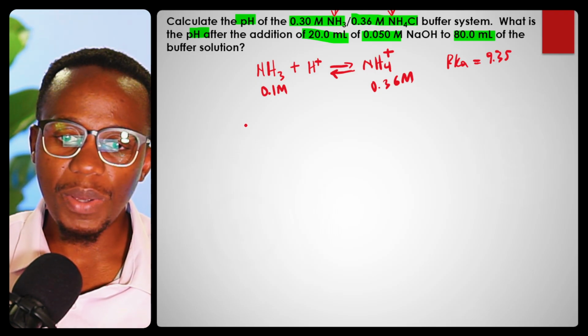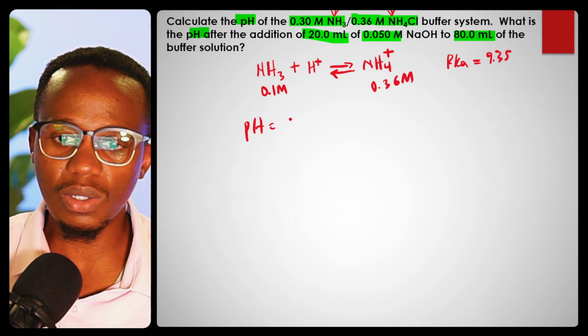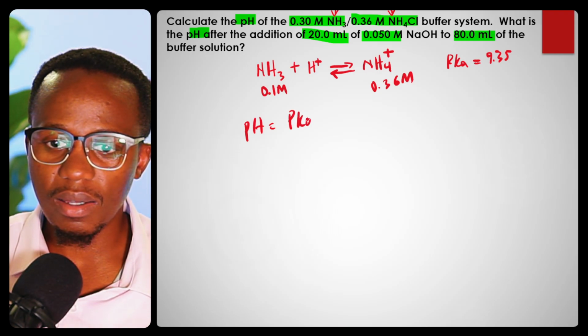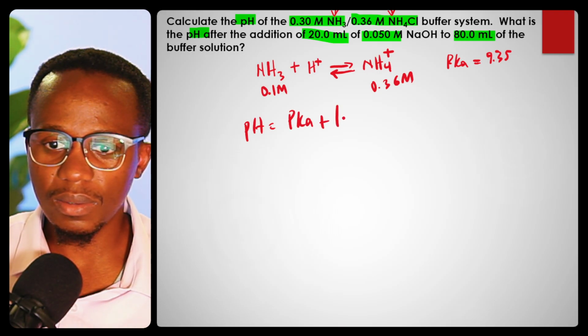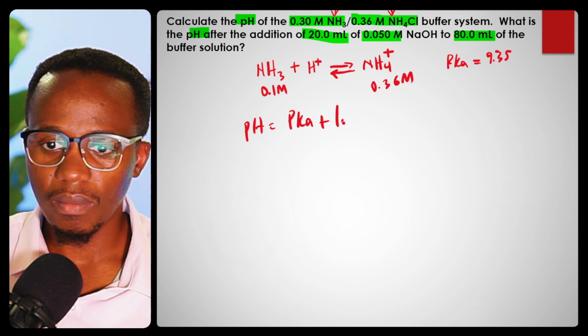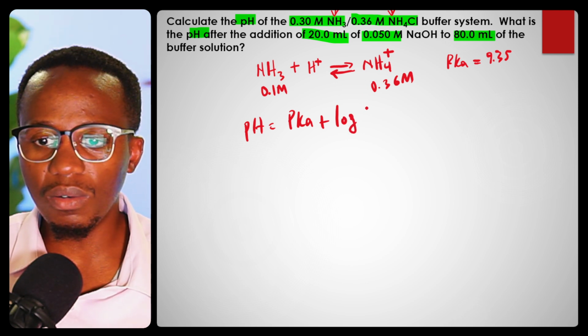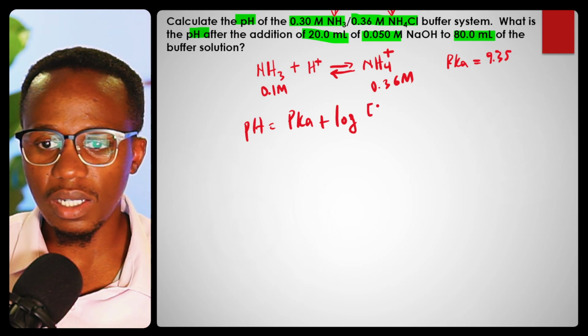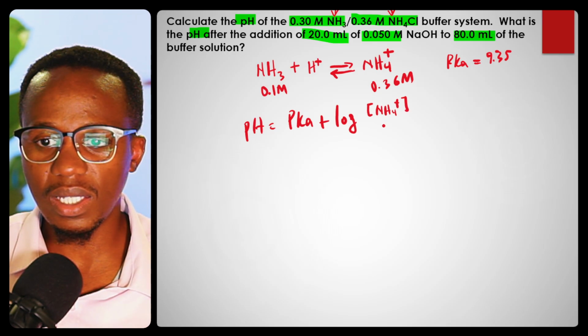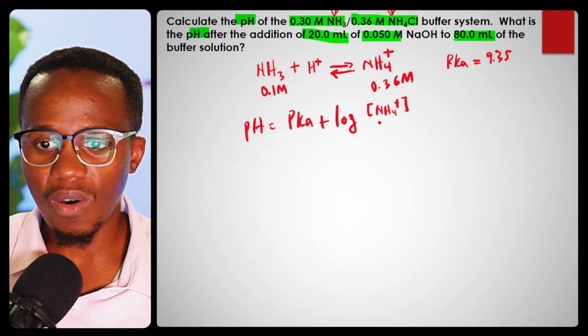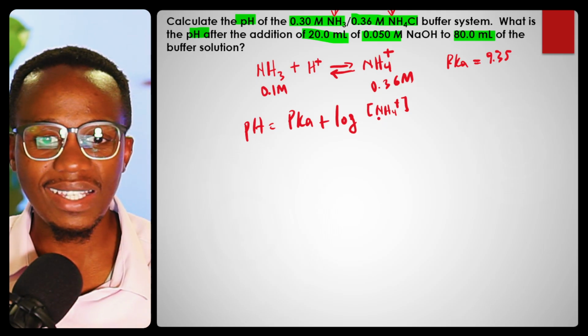But again, pH, if you remember, is equal to pKa plus log of the conjugate, right? So in this case, the conjugate is this. No, log of the acid.